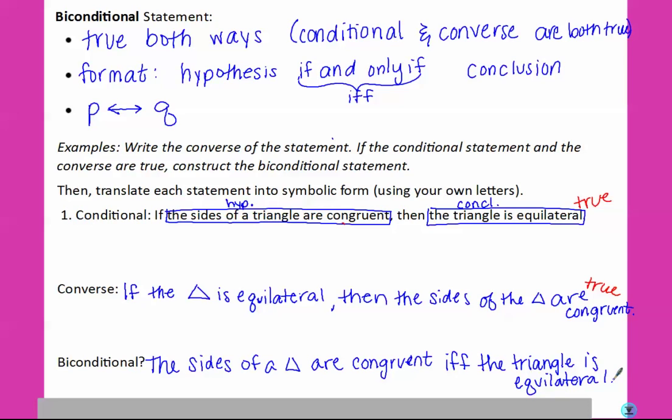How would we write this symbolically? I'm going to use P for my hypothesis and Q for my conclusion. So the conditional would be P, then Q. Converse switches the order, so it would be Q, then P. And the biconditional, we're going to write in alphabetical order, so P, if and only if with the double arrow, Q.